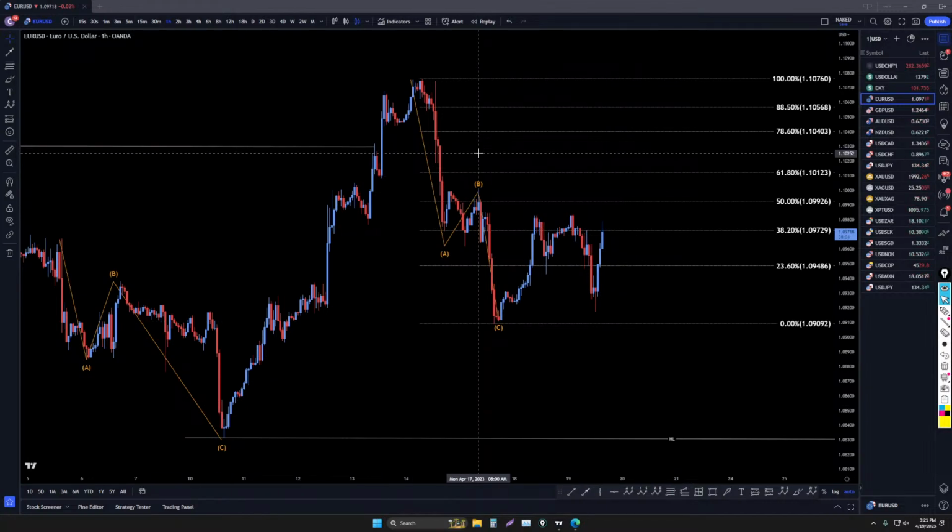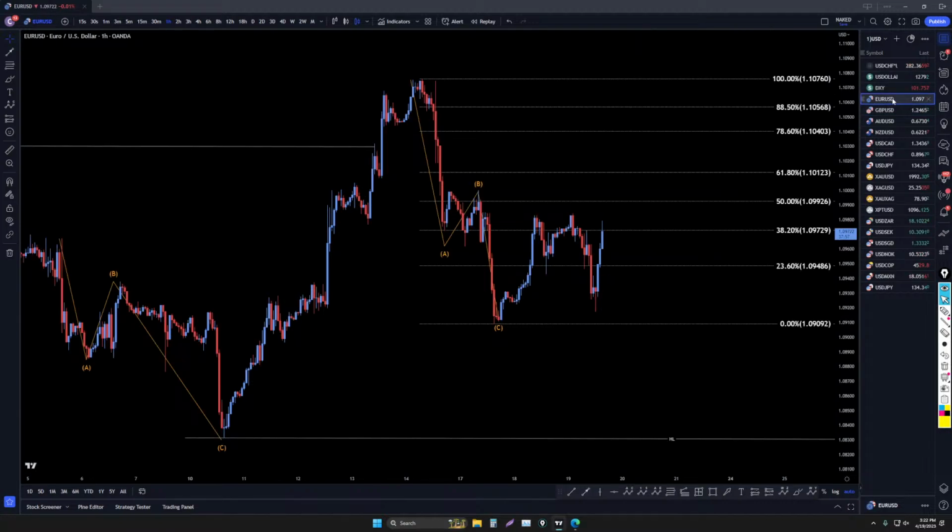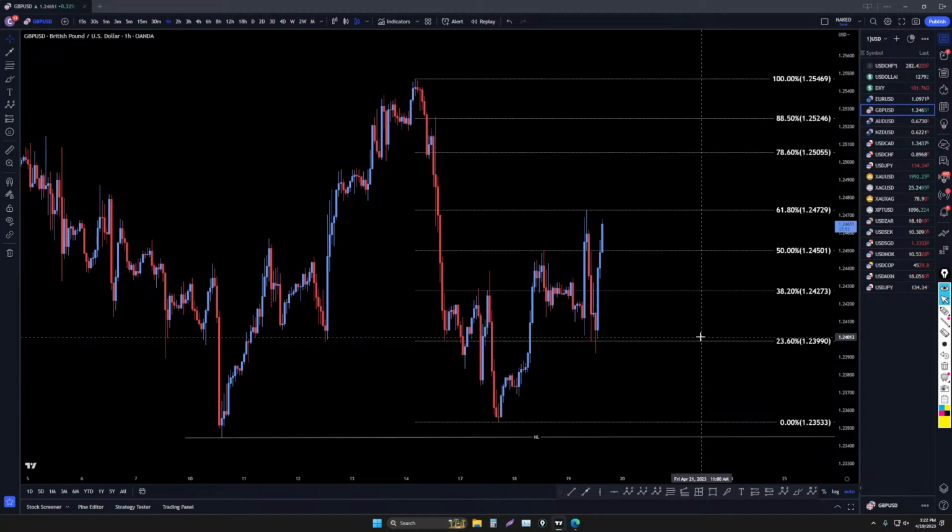I don't really see any reason other to do so. It looks like it might be getting ready to make a pullback just because of where it is in the pattern, how it just broke all these highs right there. Probably is in a pullback, but it's probably just going to be a correction to the uptrend. Same thing on the pound dollar.